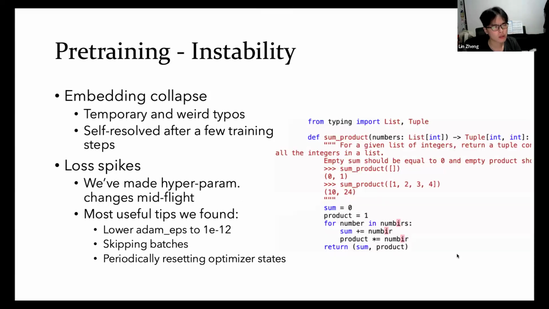And we also recorded some instability, some kind of gradient instabilities, during our training runs. The most interesting issue here is what we dub embedding collapse. This one is very weird. We found some intermediate checkpoints that started to make very random and very weird typos. Here is an example on the right-hand side.